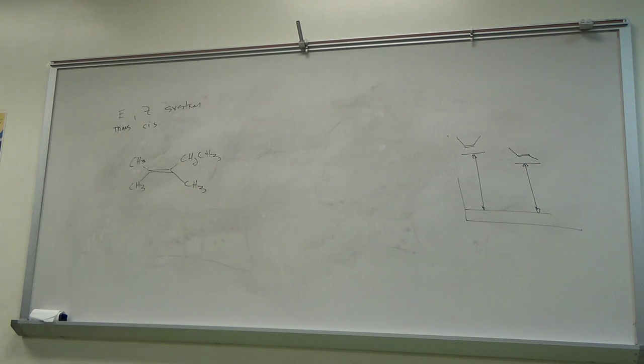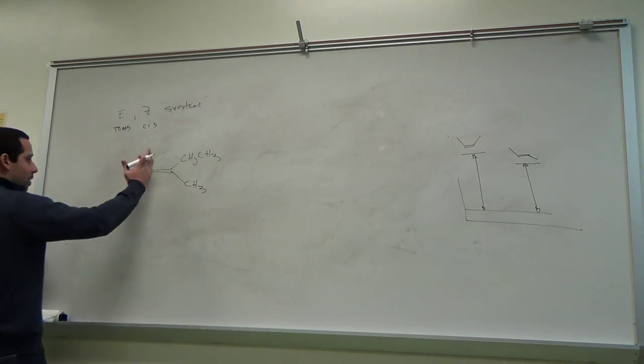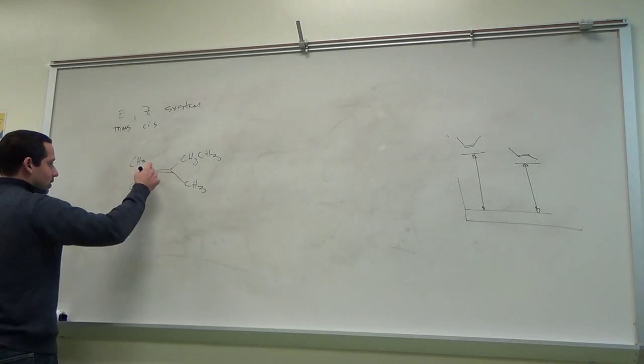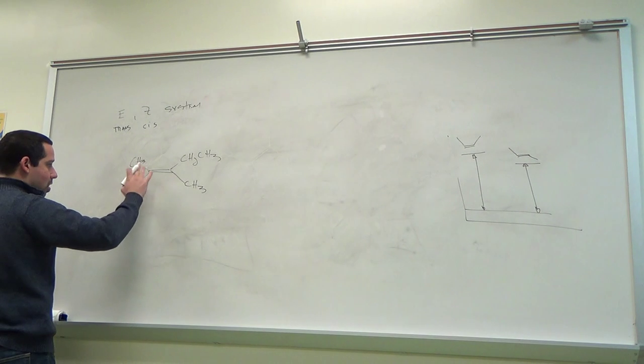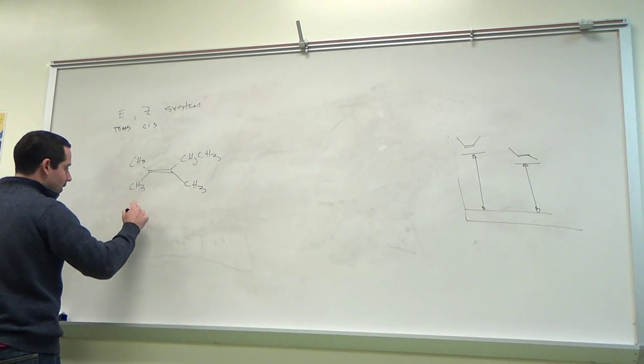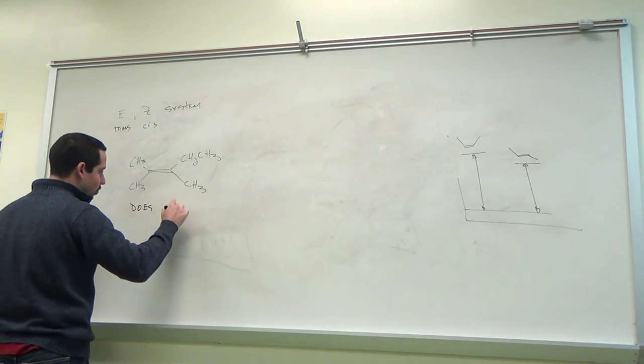What is it, cis or trans? You can't tell. No? What do you mean you can't tell? So you got two of the same group. Okay, so you got assigned priority to this side, yes? You look at this carbon, this priority is CH3, and this priority is CH3. Can I assign priority on this side? No, so this does not have cis trans. That was a trick question.